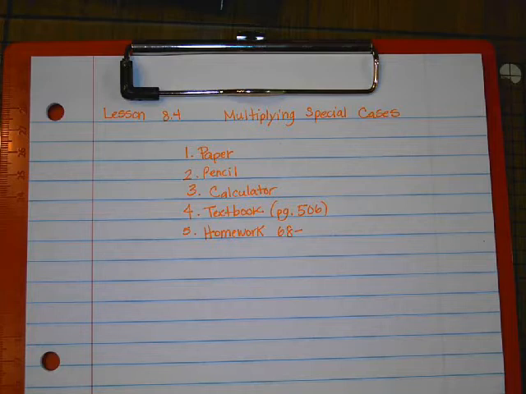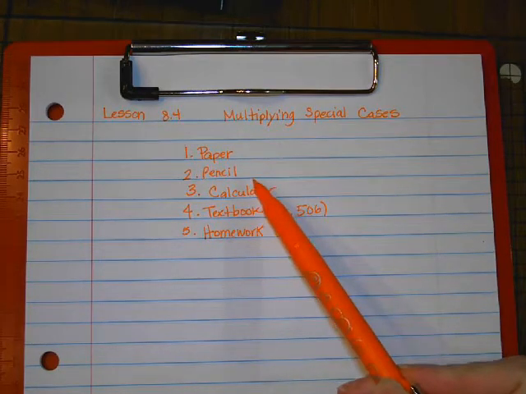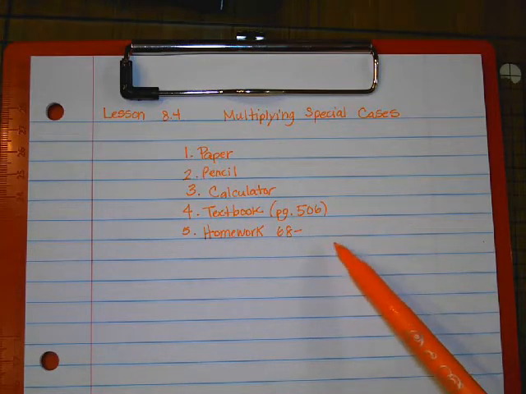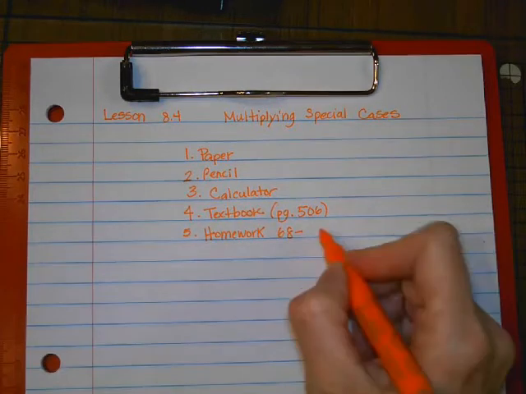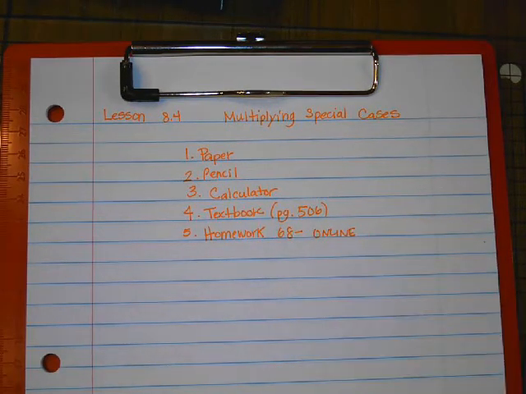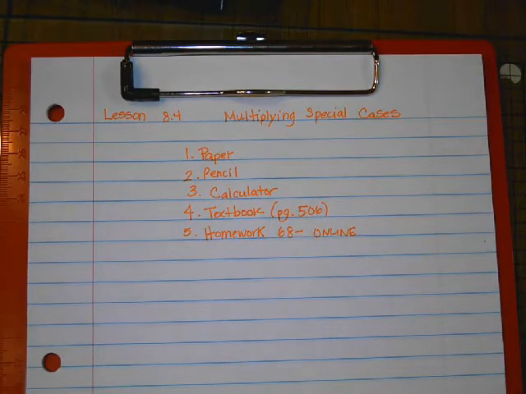So today we're going to go ahead and do the second part of lesson 8.4, multiplying special cases. You're going to need some paper, a pencil, just a basic calculator, your textbook page 506, and homework 68. And this will be also online. I'm going to give you a moment to write that down. You can pause it, and I'm going to move on.